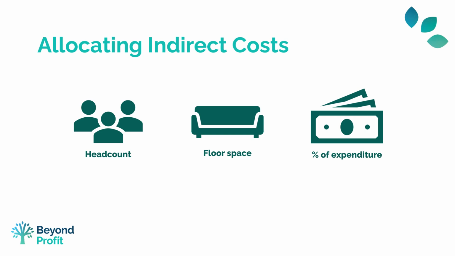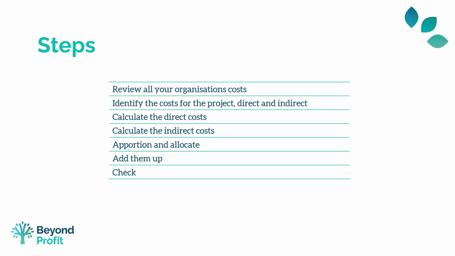So what are the steps in allocating your indirect costs and coming up with the total cost of your project? So first of all, review all your organisation's costs and identify for that project which costs are direct and which costs are indirect. You're then going to calculate the direct costs and then calculate the indirect costs. Once you've calculated the indirect costs, think about what the best method is for allocation. Apportion them. Then once you've got both your direct costs and your indirect costs, add them up, and then as always, just double check.